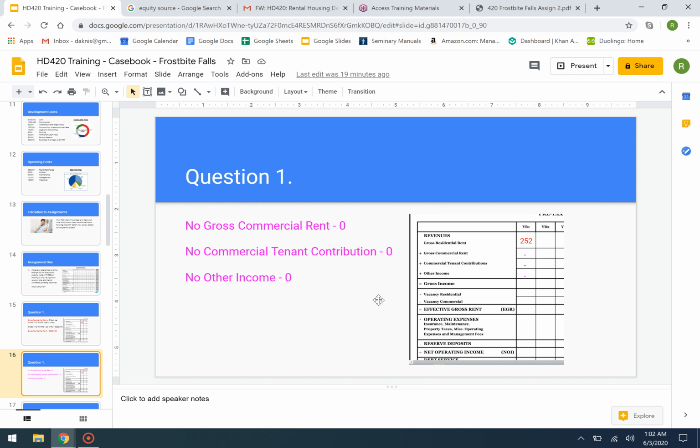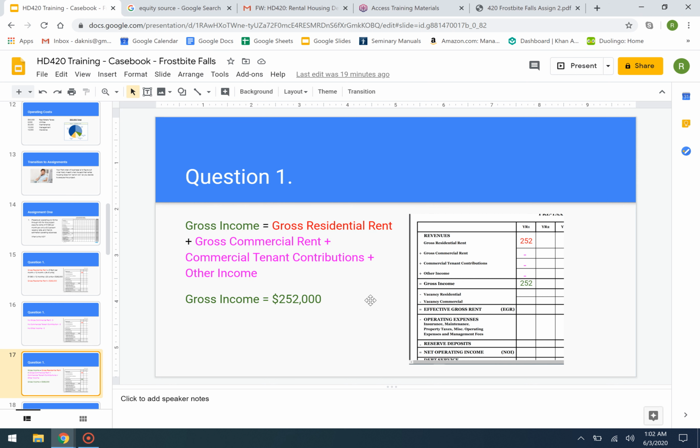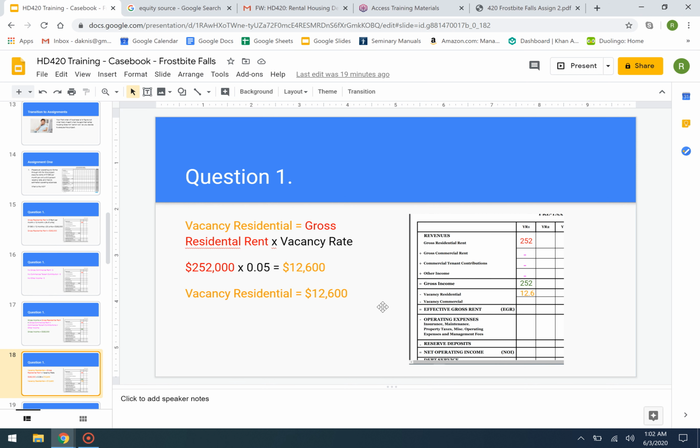The problem doesn't give us any commercial rent or tenant contribution or other income, so I'm just putting dash marks there to represent 0, or at least acknowledging that I know that they're there, but that we're not counting any numbers. So then gross income, that's going to be your gross residential rent plus those other units, the commercial, the tenant contributions, and the other income. So because there's no other contributions, this number is just coming down. Important to keep these distinct as we look at the next part of it.